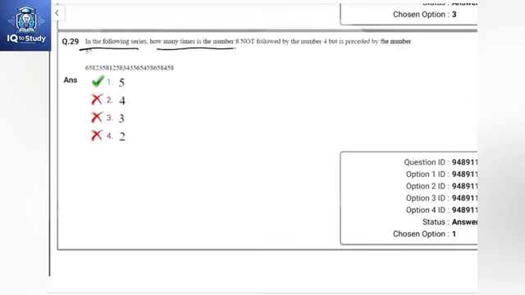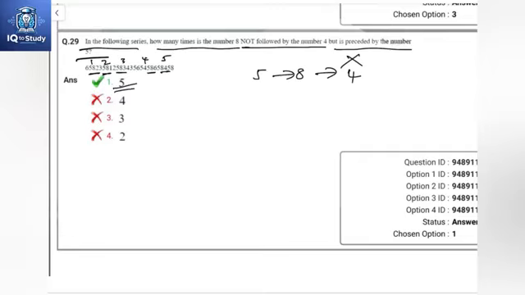In the following series, how many times is the number 8 not followed by the number 4 but is preceded by the number 5? The logic they have given is like this. In the question, 5, 8 is here and not followed by 4, and here, and here, and here, and here. So it's totally 5 times, which is option number 1.